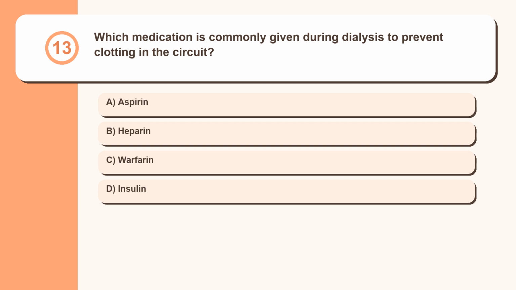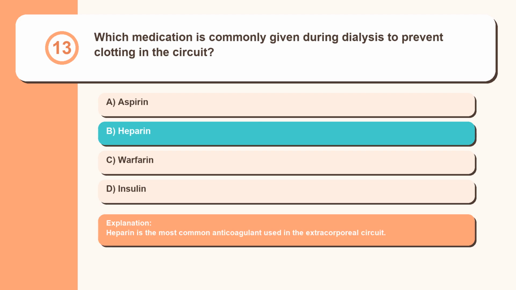Question 13. Which medication is commonly given during dialysis to prevent clotting in the circuit? Aspirin, heparin, warfarin, insulin. Heparin is the most common anticoagulant used in the extracorporeal circuit.